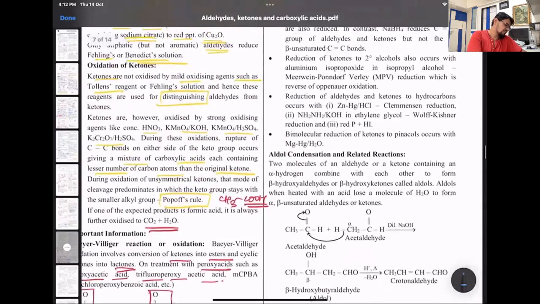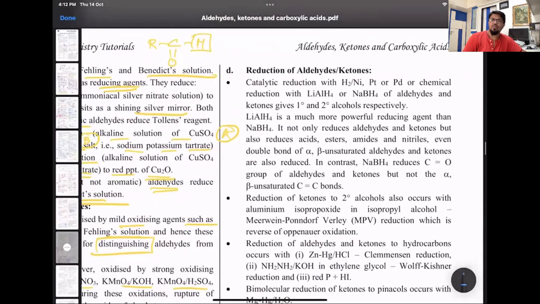Then next, reduction. Aldehydes on reduction give primary alcohol, ketones on reduction give secondary alcohol. Either use hydrogen and nickel or platinum, palladium, or Raney nickel, if anybody remembers, an alloy of nickel and aluminium whose surface is leached with caustic soda. We can also use lithium borohydride and sodium borohydride.